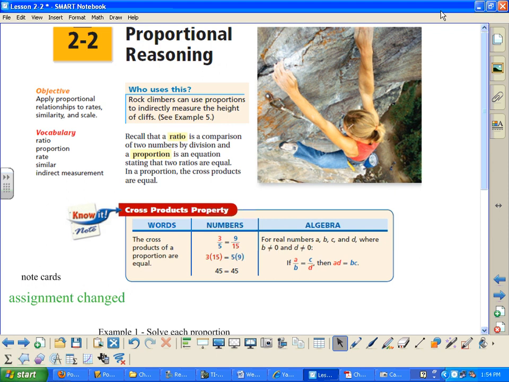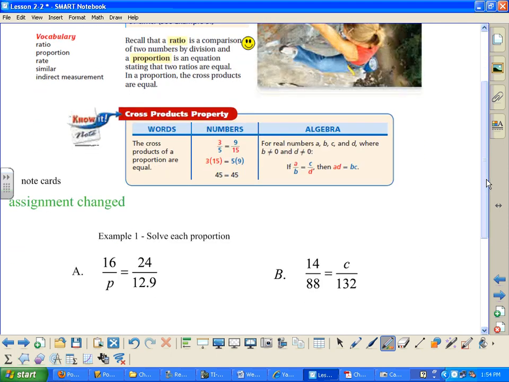All right, so proportional reasoning. Remember that a ratio is a comparison of two numbers by division, and a proportion is an equation that has two ratios that are equal to each other. So here we've got the cross product property.